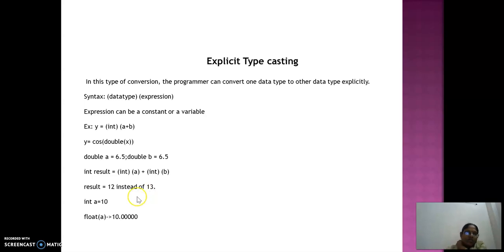So implicit conversion converts automatically into the higher data type. In explicit, we are forcefully converting.